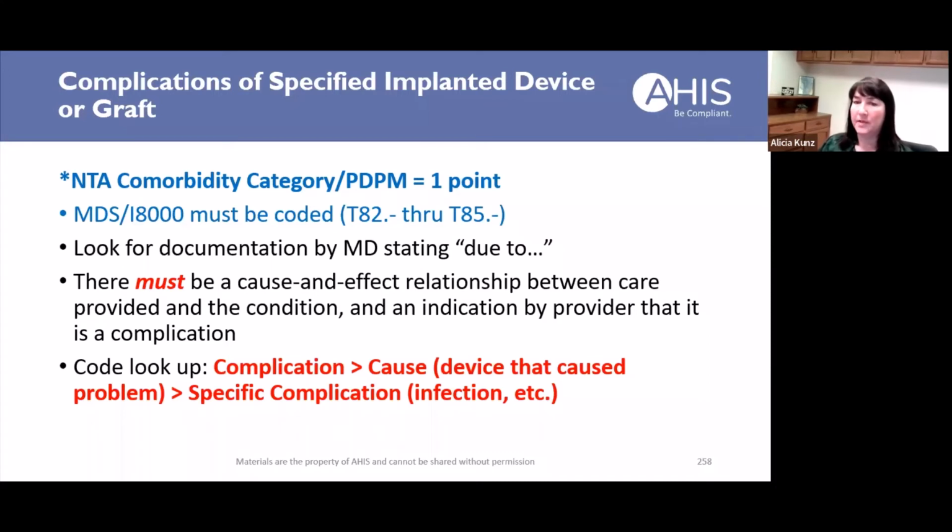And how you look up these complication codes: you start with the word complication, easy enough. Then you look up the device. It could be urinary, it could be a catheter, it could be whatever. Then you look up whatever the complication is: infection, inflammation, etc., whatever it happens to be.